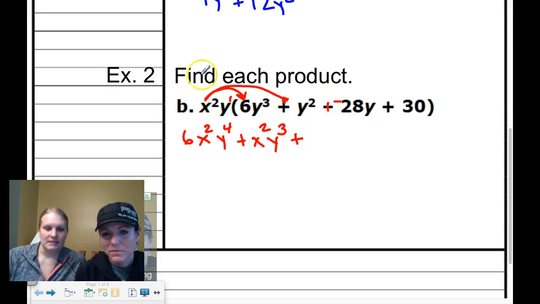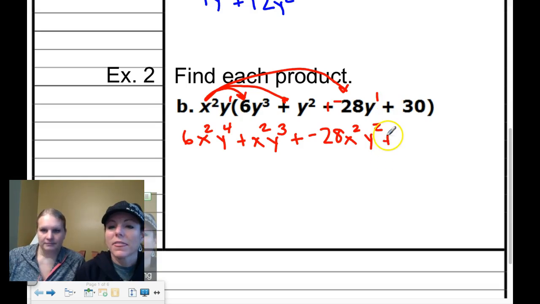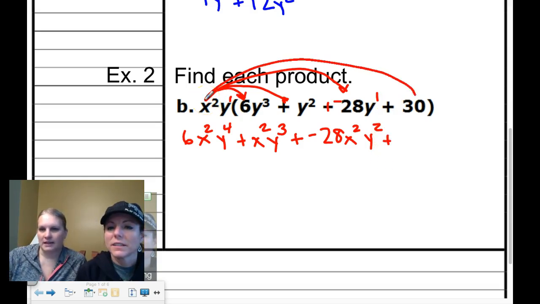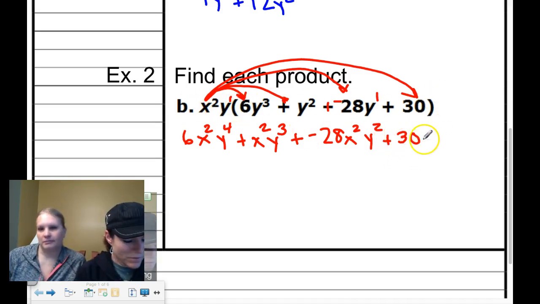All right. So plus, now we're coming this way. So we got a negative 28. No x's, so we're just bringing that x squared. And now this time we have a y to the 1 times y to the 1, which is y squared. Plus, we got to do the last one. Here's our number 30. There's nothing else with it, so we just bring the x squared y. You could say to the 1, but I'm just going to say that.